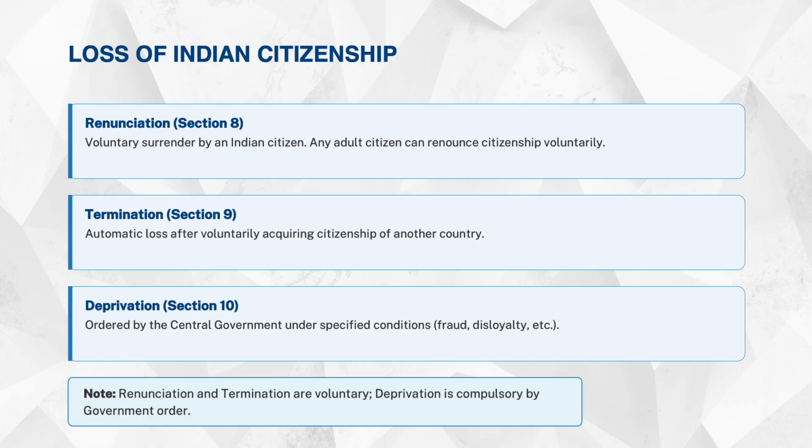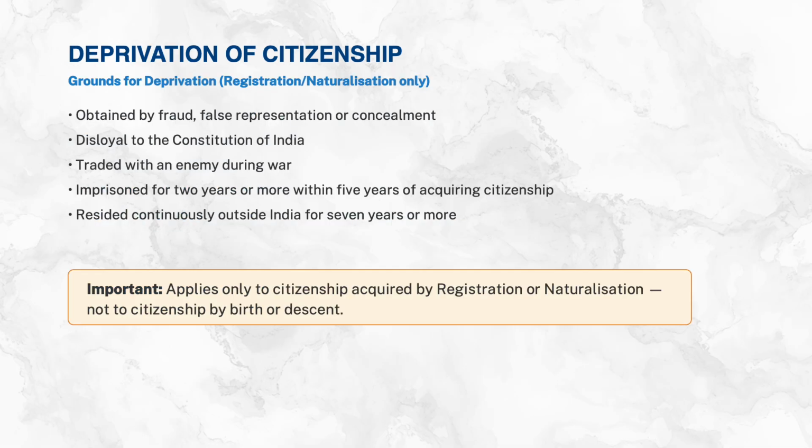And note that I've mentioned, renunciation and termination are voluntary, right? You do it yourself. Renunciation, you voluntarily announce yourself. And termination, you acquire a citizenship of another country. So these are voluntary, whereas deprivation is compulsory by government order. I will discuss more on deprivation here. Grounds for deprivation, okay?